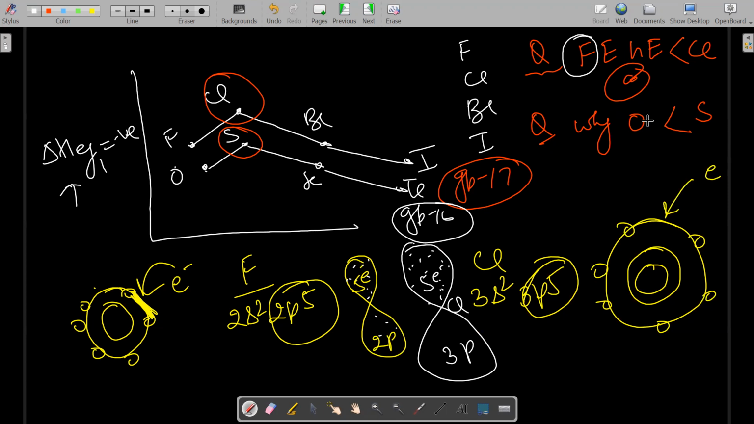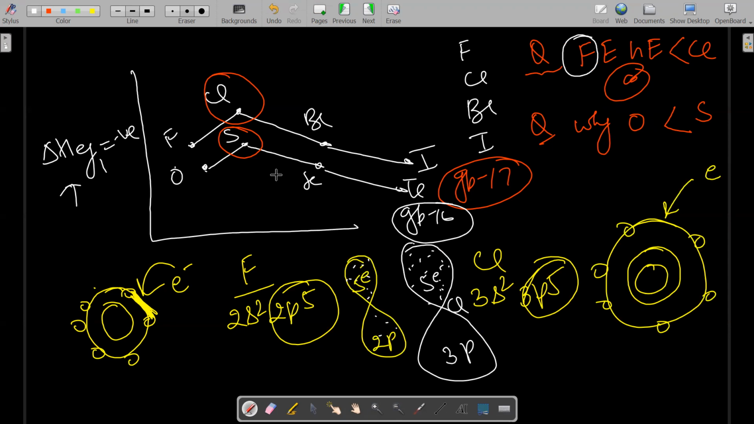Oxygen has a very small size. So inter-electronic repulsion occurs in the 2p compact subshell, or inter-electronic repulsion occurs in the small size. Okay, this is clear. So these are the concepts of electron gain enthalpy.